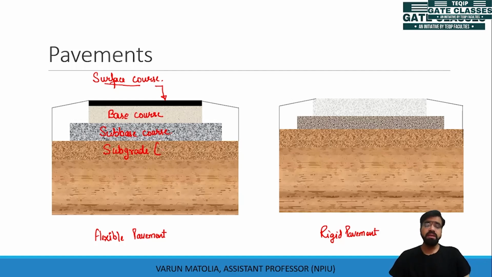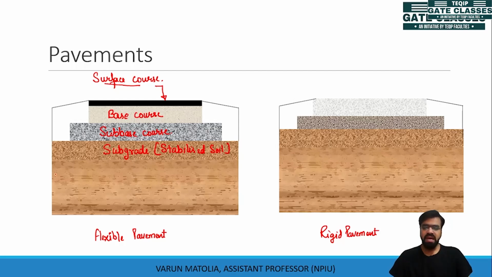Subgrade is the lowermost layer and it is the stabilized soil. Soil should have enough bearing capacity to bear the load of moving traffic. We will be having heavy trucks, heavy movement of defense vehicles. So these loads should be sustained by some base. That's why we stabilize the soil present in the area in order to have the desired bearing capacity.